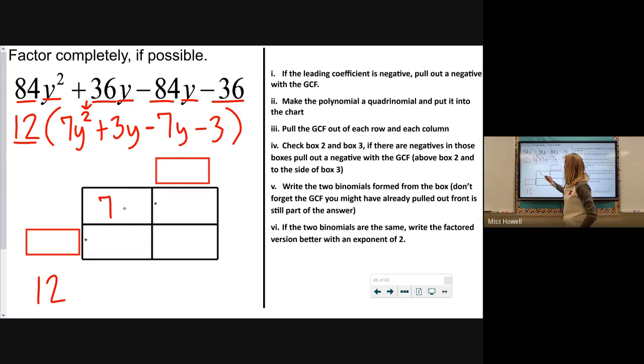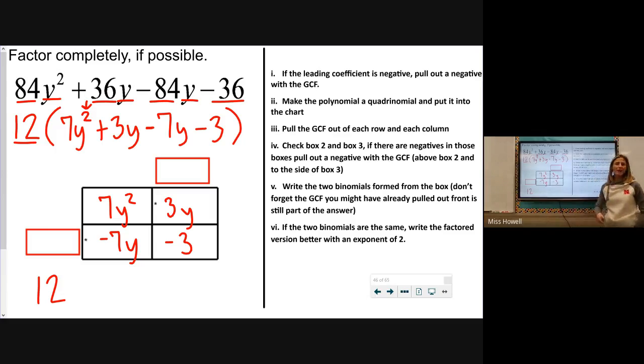So 7y squared, a 3y, a negative 7y, and a negative 3. All right, row by row, column by column, let's pull out our GCFs. Top 7 and 3 don't have a common factor, so I can put a 1 out there or just leave it with no number. And then y squared and y both share at least a 1, so I could have y or 1y out there. Our starred block here is negative, which means this red block is negative. So negative 7y and negative 3. The only thing they would share is a negative 1. Which means y minus 1 is one of my factors in my final answer.